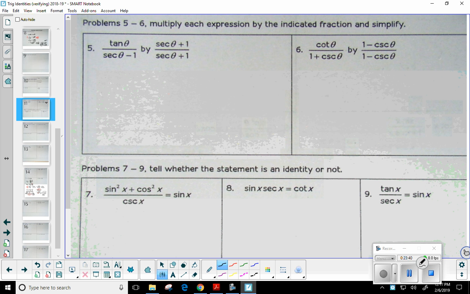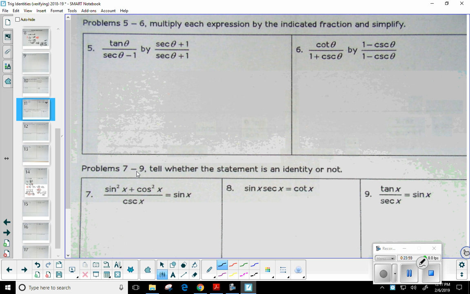Every one of these should work. The only ones that could possibly not, numbers 7 through 9, ask you to tell whether it is an identity or not. So the answers for 7, 8, 9 are actually yes or no. But every other one should work out. There should be some way to get from one side to the other.